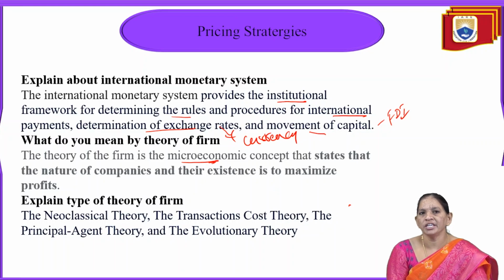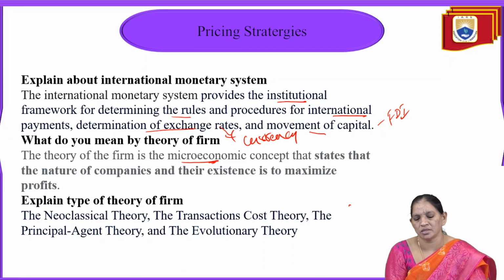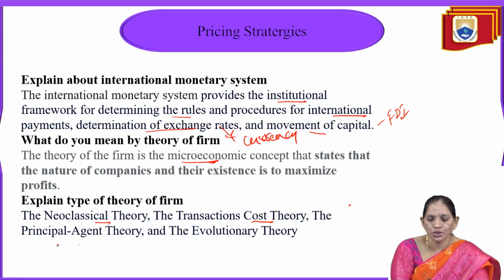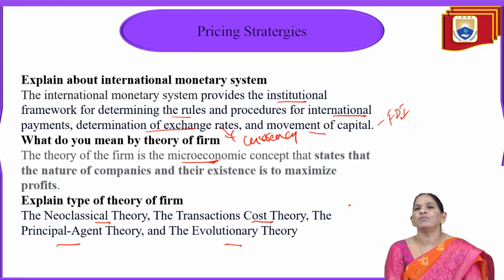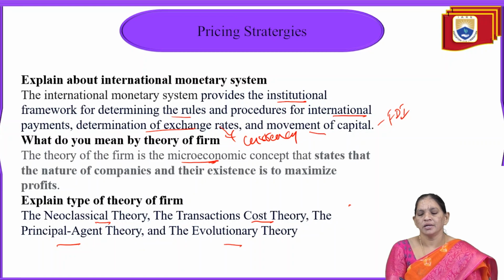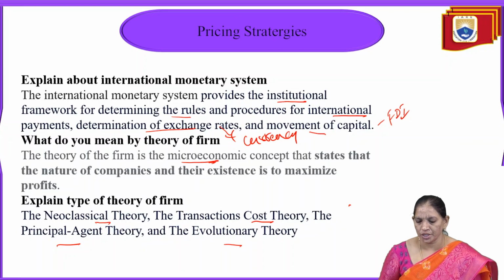Explain the different types of theories of the firm. In order to identify the microeconomic concept of how an organization individually maximizes its profits, different theories were given. The different types are the neoclassical theory, transactional theory, principal agent theory and evolutionary theory. There are four types of theories of the firm, famously called neoclassical, transactional, principal agent and evolutionary theories.